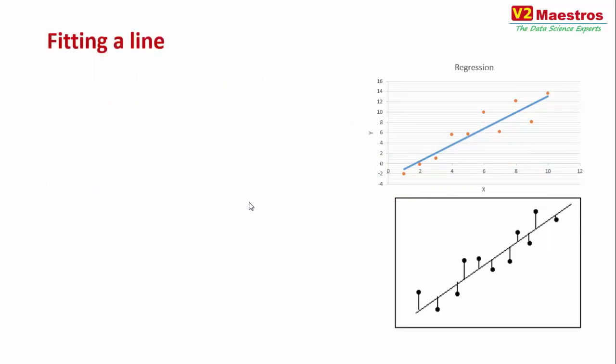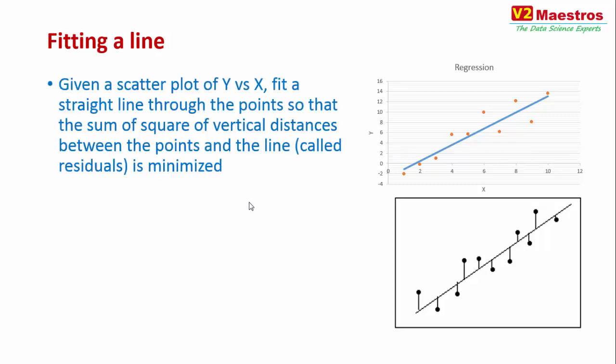Fitting a line. You have now seen what a linear equation is. Now how do we use that concept to do model building in machine learning? It's called the concept of fitting a line. So what is fitting a line? It says here: given a scatter plot of y versus x, fit a straight line through the points so that the sum of squares of vertical distances between the points and the line is minimized.